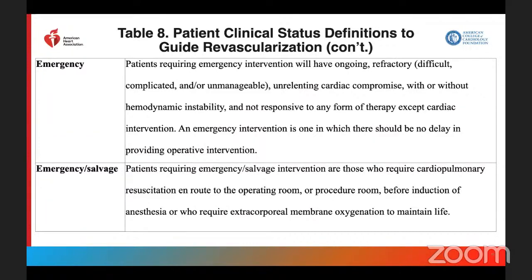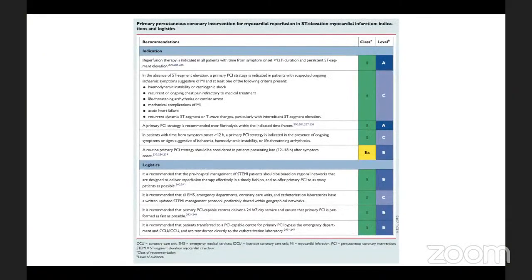Lastly, emergency or salvage. Patients requiring emergency salvage intervention are those who require cardiopulmonary resuscitation en route to the operating room or procedure room before induction of anesthesia, or who require extracorporeal membrane oxygenation to maintain life. Okay, and this is the 2018 European Society of Cardiology Guidelines on myocardial revascularization.